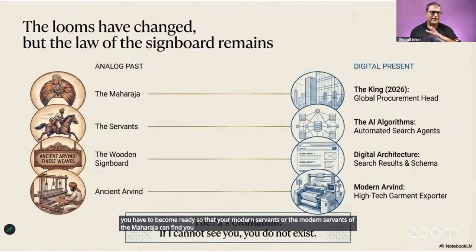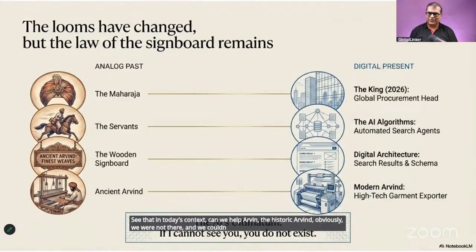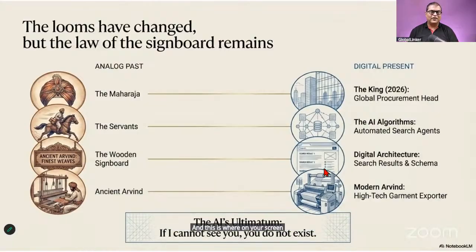Now, this is where I mentioned that we will continue with this story going forward, and we will try to see, in today's context, can we help Arvind? The historic Arvind, obviously, we were not there and we couldn't help him. But the new Arvind, the modern Arvind, can we help him get the order from the new Maharaja? And this is where on your screen you can see how the transition has happened.